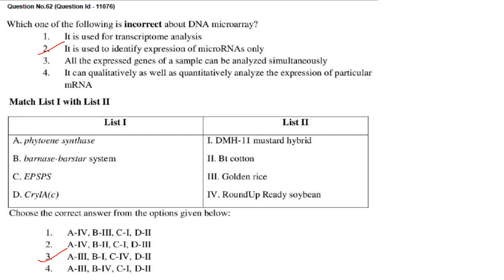Then phytoene synthase. Phytoene synthase is golden rice, Barnase Barstar system B1, DMH11 mustard hybrid, EPSPS, it is Roundup Ready soybean, Cry1Ac is Bt cotton. So the answer here is option 3, A3 B1 C4 D2.